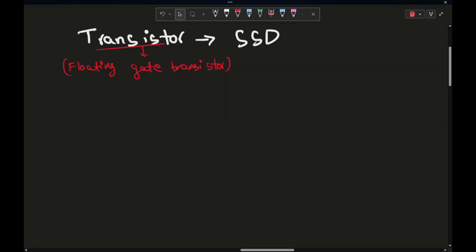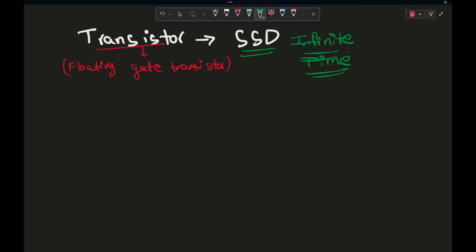Now, the SSD is something which stores memory for, we can say, infinite time. Let us assume, because whenever a laptop is switched off or anything like that, it contains memory in the SSD, and this is the most interesting use case of the transistor. It basically uses a floating gate transistor.